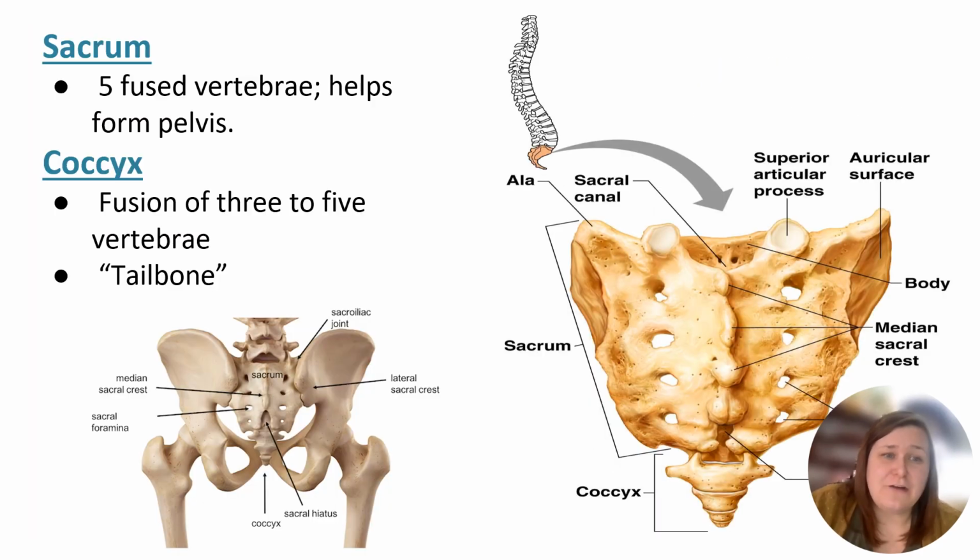We're going to have the sacrum. This is actually 5 vertebrae that have fused together. This is very important in helping to form the pelvis. And then we're going to have our coccyx, which again is that tailbone. And this is the fusion of about 3 to 5 vertebrae. Sometimes it varies person to person.